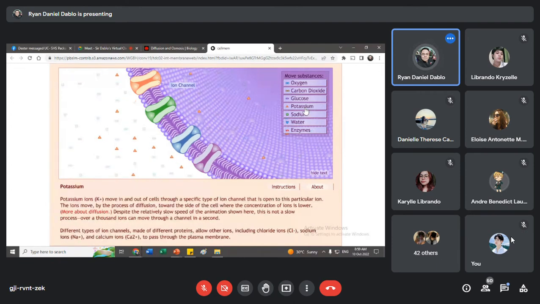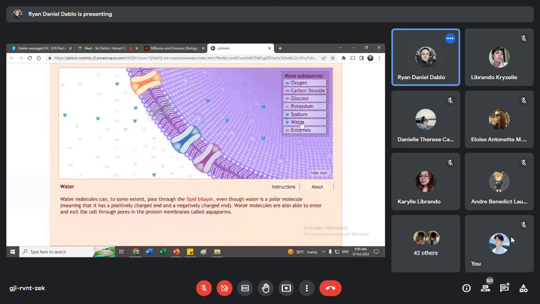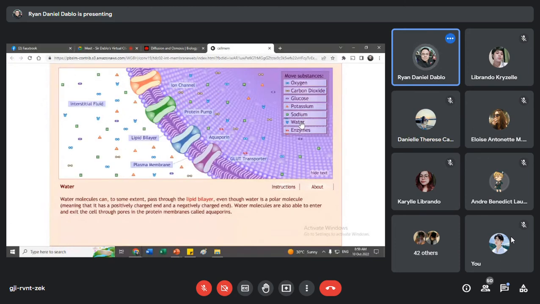So let's see if you can pick that up. So they diffuse, right? But later on, sodium and potassium get exchanged. So it's active transport. Water can freely diffuse, excuse me, via osmosis.